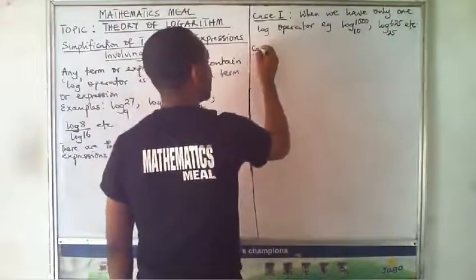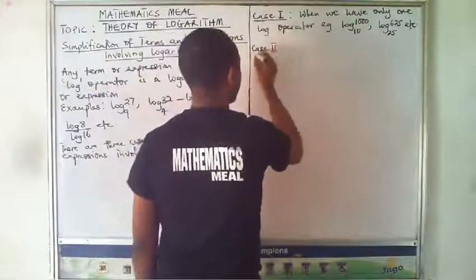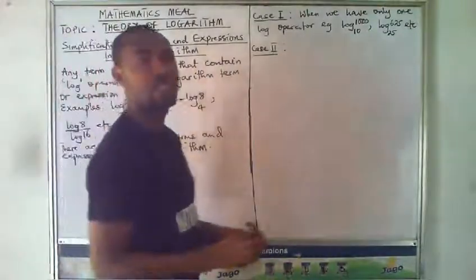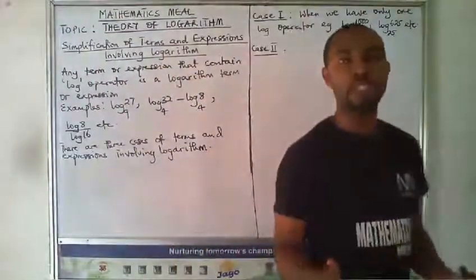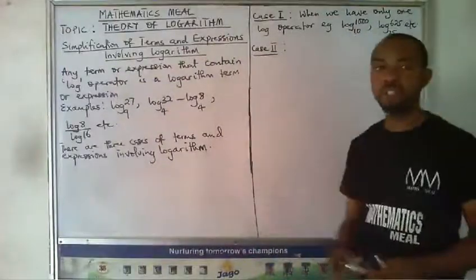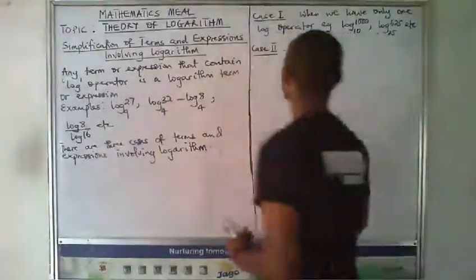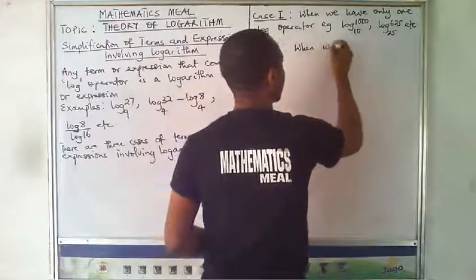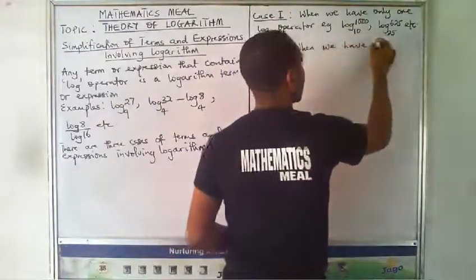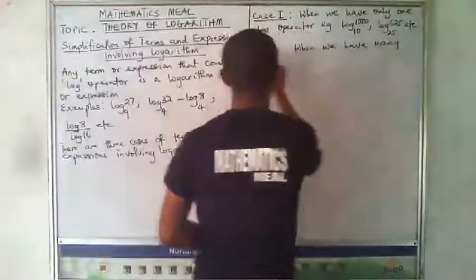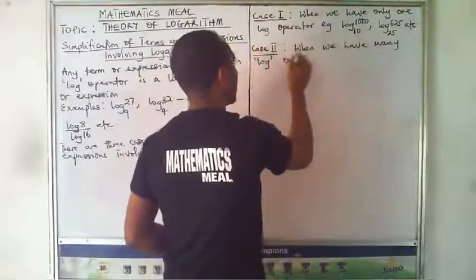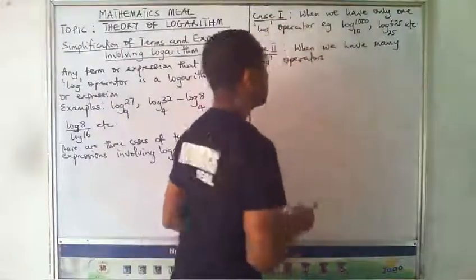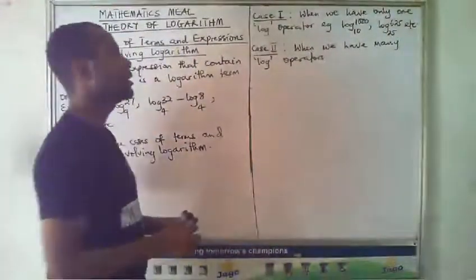Then we have case 2. What's the second case in the simplification of terms and expressions involving logarithm? The second case is a case when we have many log operators. There are so many operators here now.